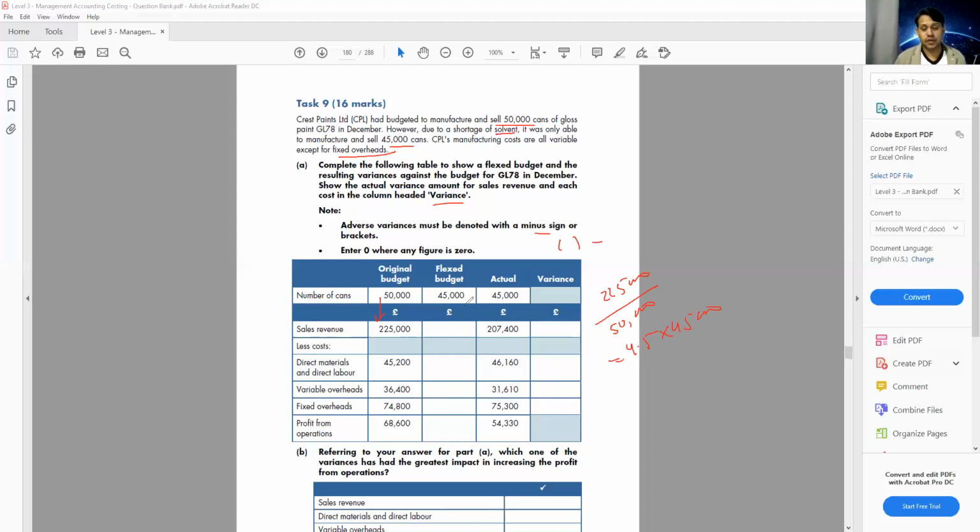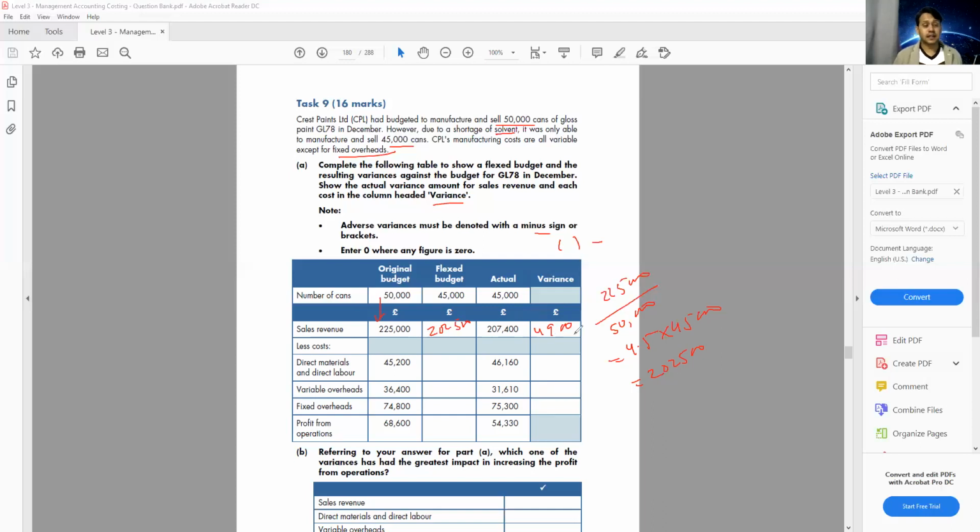How much is the sales revenue for 45,000 units? Sales revenue for 45,000 units should be 202,500. Now you can find the difference. My actual is 207 and my budget is 202, so I have done good, isn't it? So 207 minus 202,500, the difference is 4,900. This is good for me because my actual income is more than I had expected.